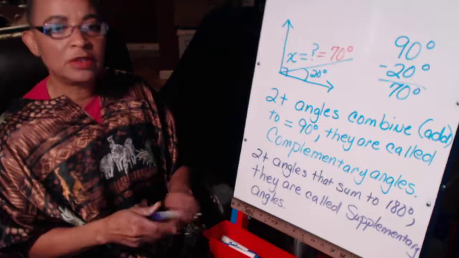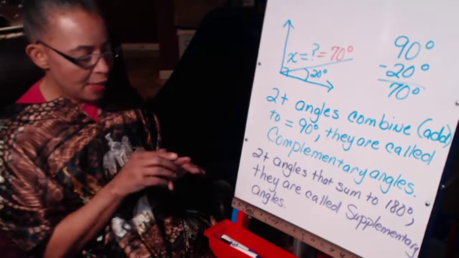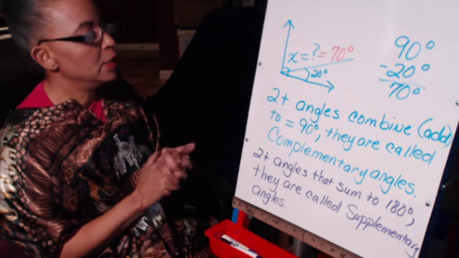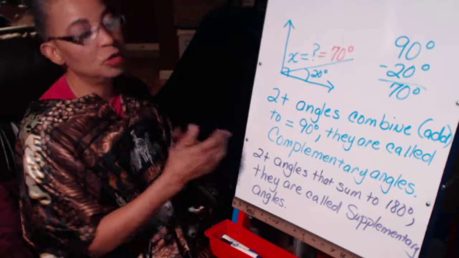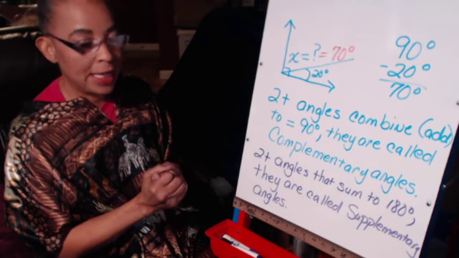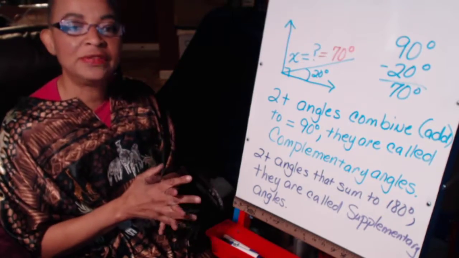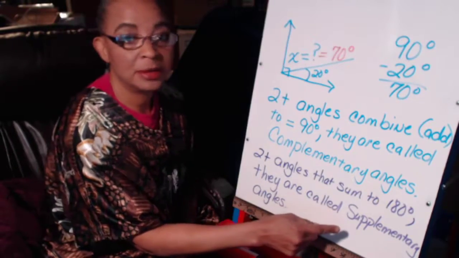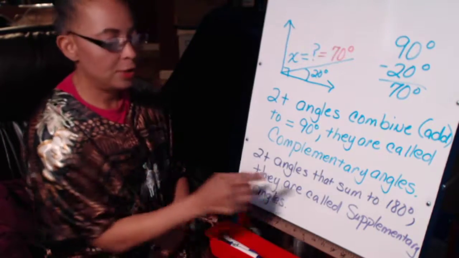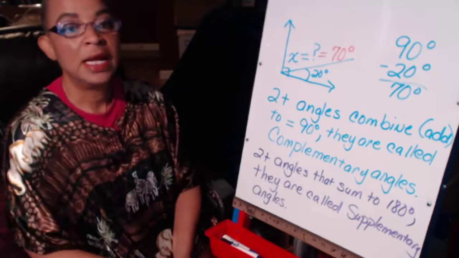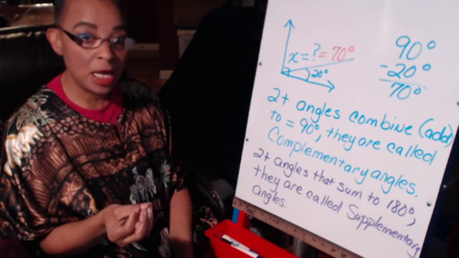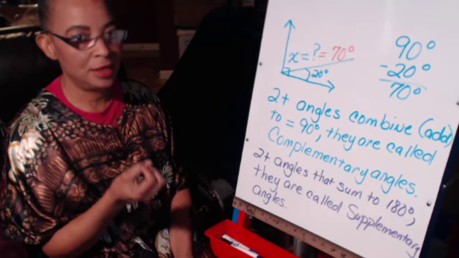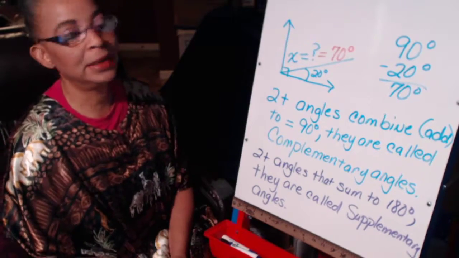And I always look for something, that's just me, that will help me recall or retain the information. So complementary goes with 90 degrees or right angle. Kind of difficult to make some connection there. But if you think about supplementary and straight angle, the supplementary angle sums to 180 degrees. The straight angle is 180 degrees exactly.